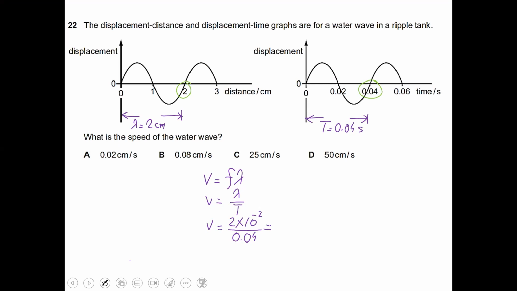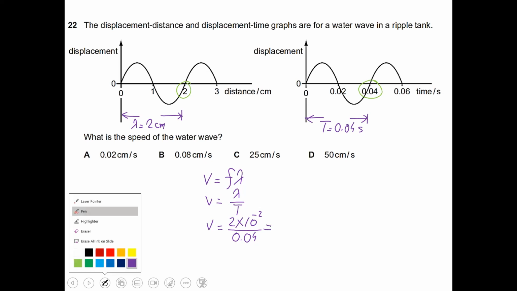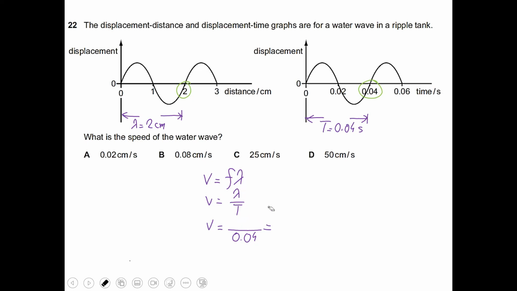Why did you read 2 into 10 raised to power minus 2? Centimeter to meter. Is it not divide by 100? The same thing. You can divide it by 100, it's the same thing. 2 divided by 100, it will be 0.02 meter. Now do this calculation.